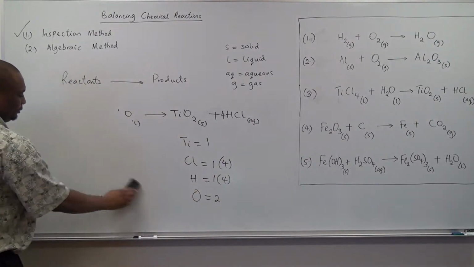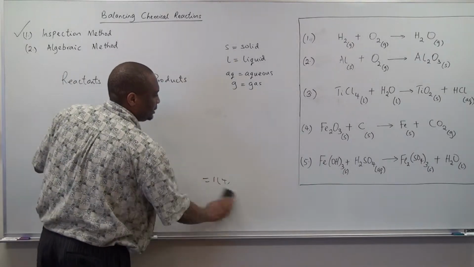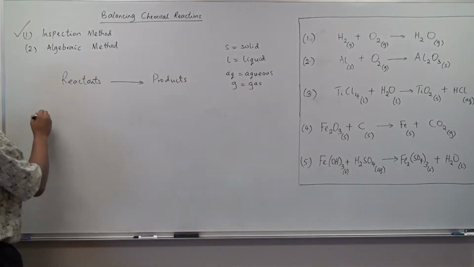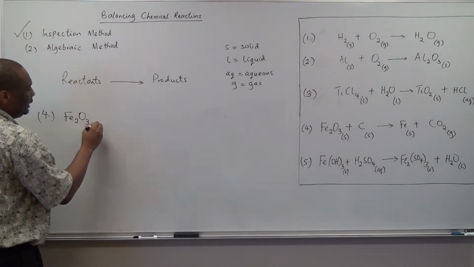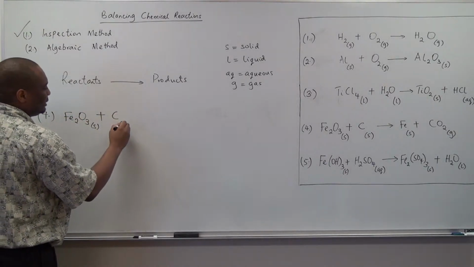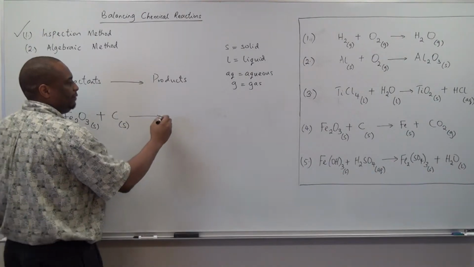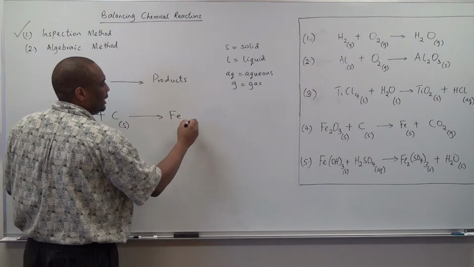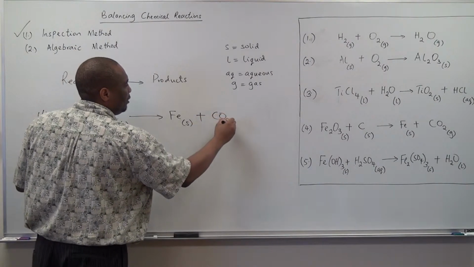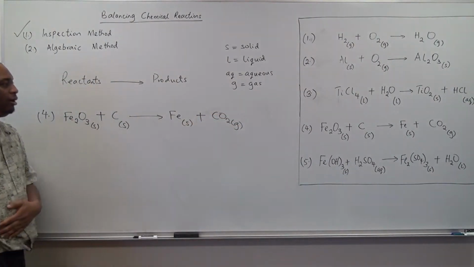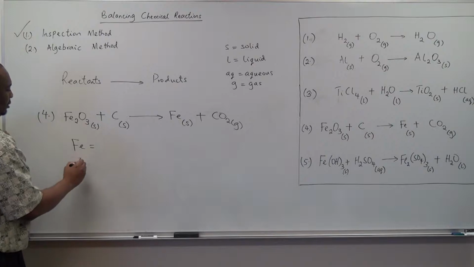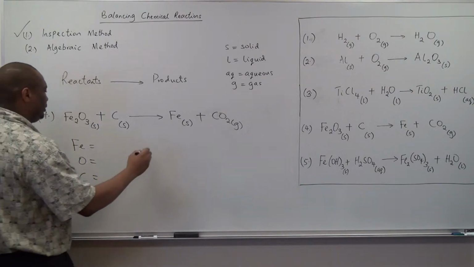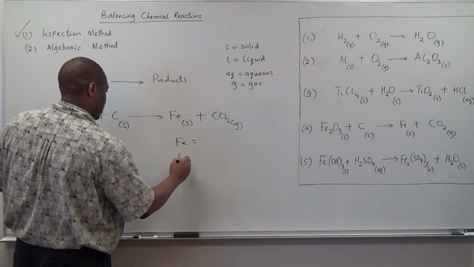Okay, we're coming close. Number 4: iron 3 oxide, solid, combined with carbon, solid carbon, to give iron, solid iron, plus carbon 4 oxide, or carbon dioxide gas. Let's list the elements of the reactant. We have iron, oxygen, carbon. The same way we have iron, oxygen, carbon.